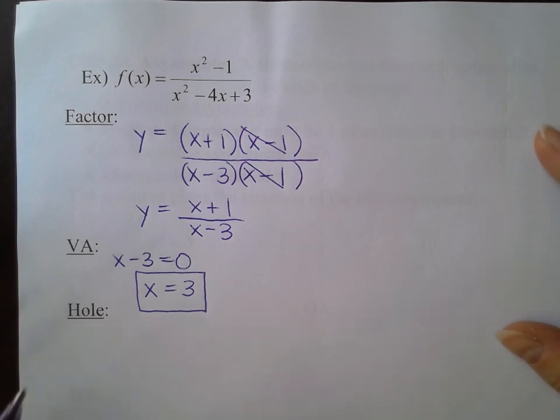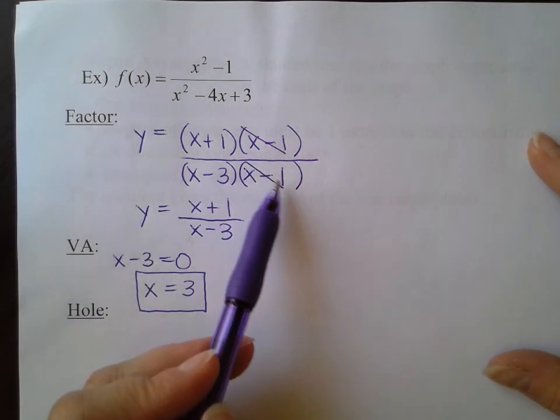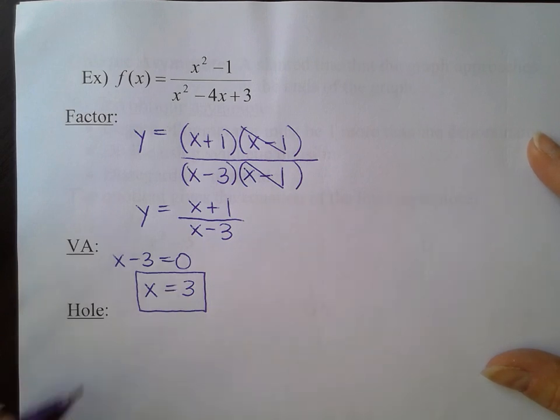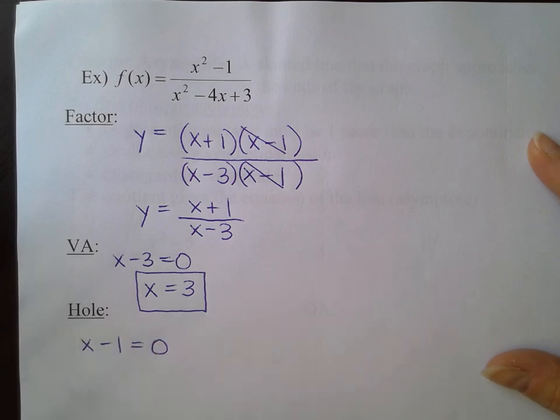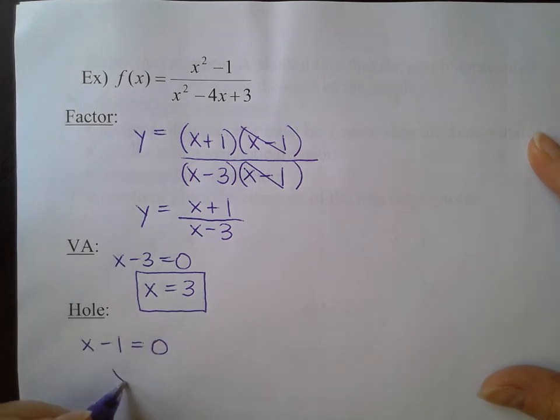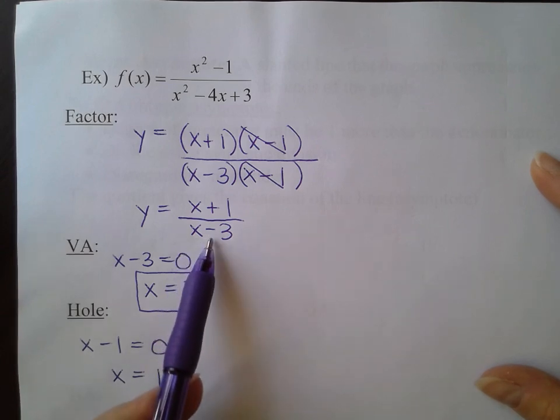So the hole is going to come from whatever we've canceled out. Notice we've canceled out on the x minus 1. So we want to set that equal to 0. That means we're going to have a problem spot at 1. And we'd like to have some coordinates so we know how to plot this missing point. So we want to take the 1 and plug it into the reduced function to get the y value.